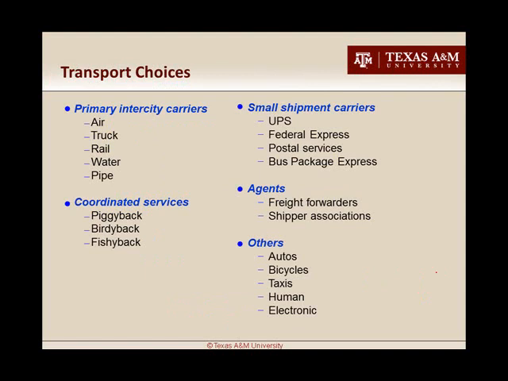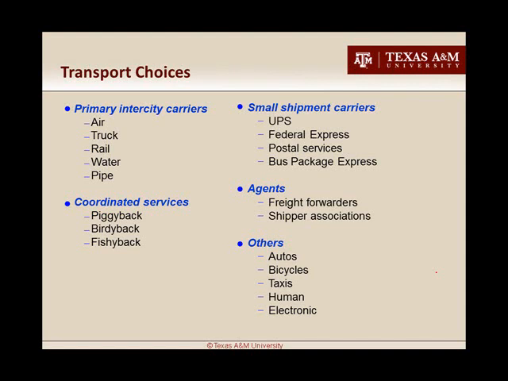There are different types of transportation choices. One of them is the intercity carriers. These are air transportation, basically airlines, trucks, rails, water, and pipes. Then we have small shipment carriers. These are the famous companies like UPS, Federal Express, FedEx, USPS, and some package express companies. Bus package express companies are not really common in the US, but in some countries, buses, in addition to carrying people, can also carry products for some fee, right?